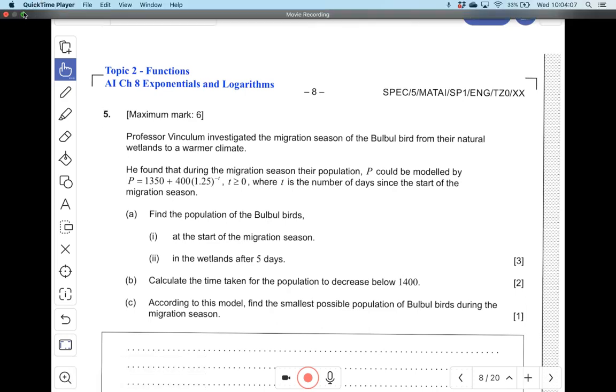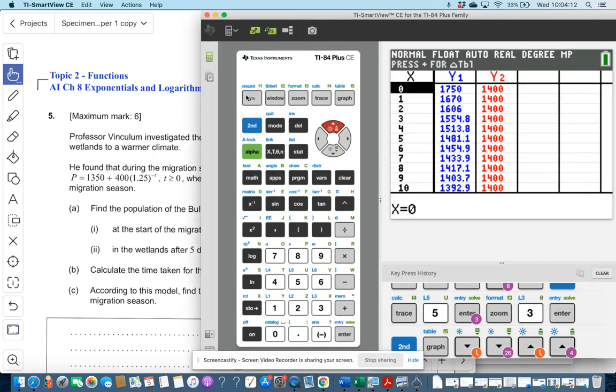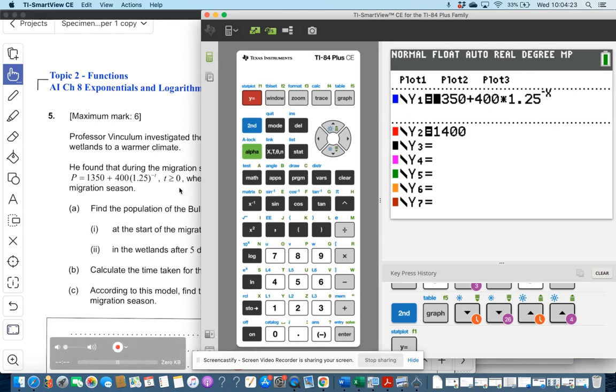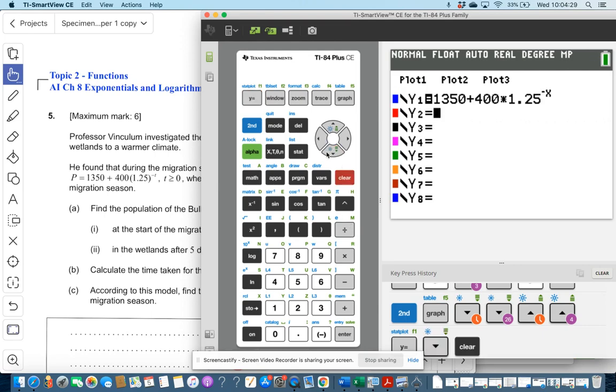All right, so again, first step might be to put this function in the calculator. I think I already have it in here. Yes. 1350 plus 400 times 1.25 to the negative x. Okay. I delete that for now. All right, so you can look at the table or you can evaluate this function. Anything to the 0 power, that's the initial, is going to be 1. So the answer should be 1350 plus 400 for that first question.